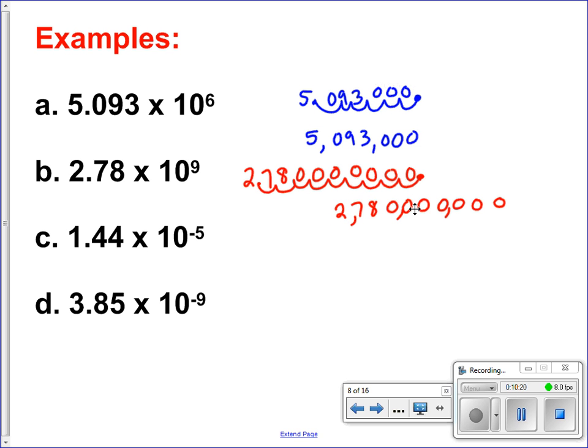Move some of these out of the way, but I've run out of room. Okay. Next, we have a number that has a negative exponent. That means that it's less than 1. So we know it's going to be 0.0 something. So here, with the 1.44, we're going to move it back 5 spaces. 1, 2, 3, 4, 5. We're going to fill it in with 1, 2, 3, 4 zeros.